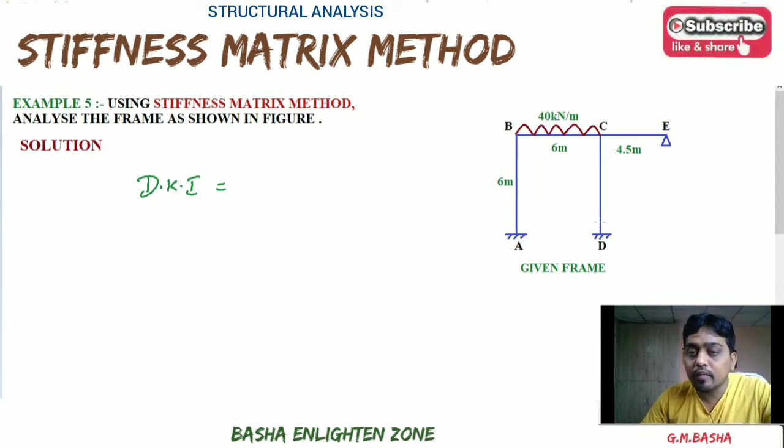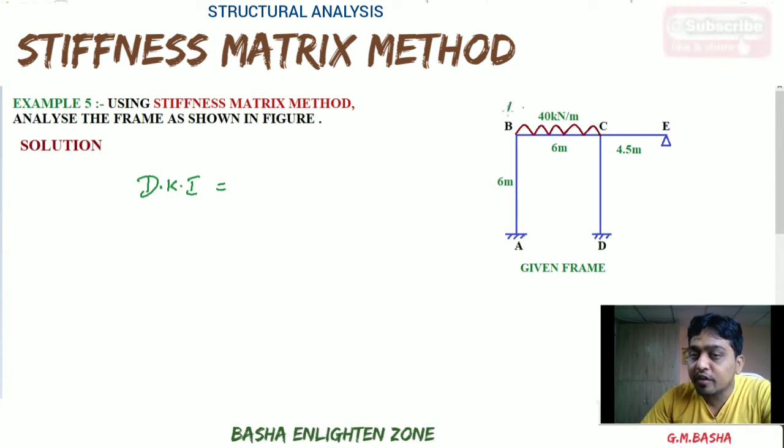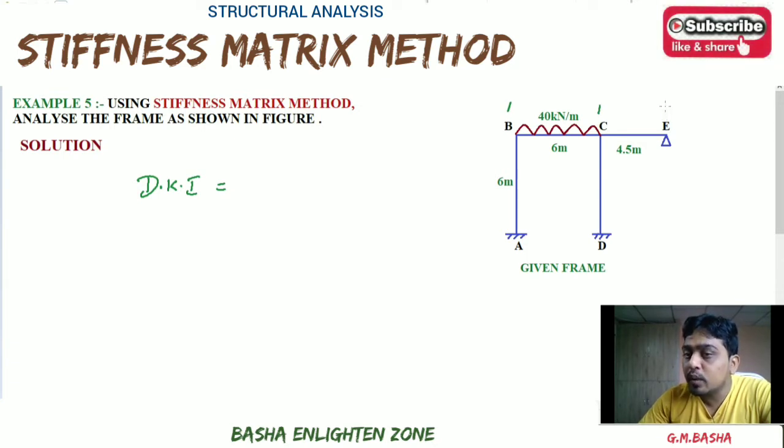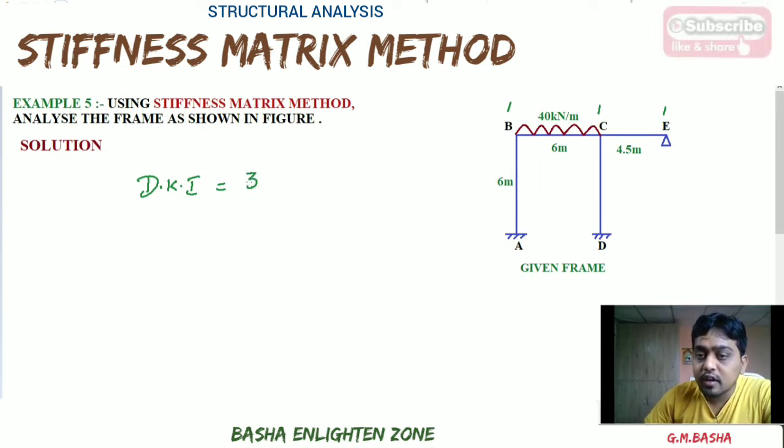And what about B and C? B and C are the intermediate joints. So here you will get 1 degree of freedom, and here also you will get 1 degree of freedom, and E also you will get 1 degree of freedom. So totally there will be 3 degrees of freedom for this given frame. So if your degree of kinematic indeterminacy is equal to 3, you will get 3 by 3 matrices to solve this problem.